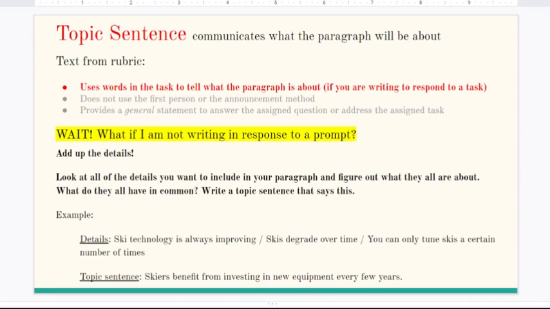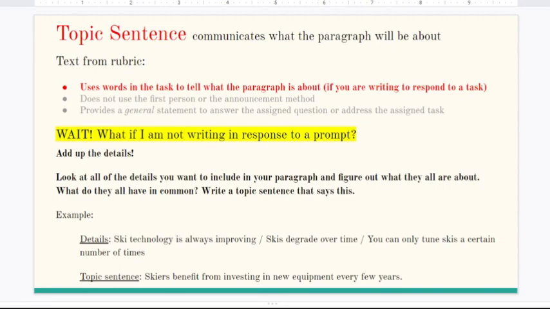And my details support this. One reason they benefit from buying new equipment is ski technology is always improving, and if they buy new equipment, they get the newest technology. Another is that skis degrade over time. They don't last forever. And the third is you can only tune skis a certain number of times before they're not usable anymore. As a result, it's important to buy new equipment every few years. So that's my topic sentence. And that is how you add up the details, figure out what they have in common, and then write a topic sentence that says this.